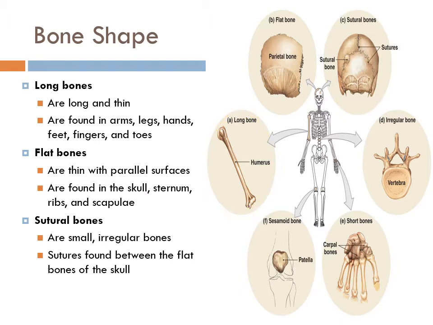Flat bones are thin and they have parallel surfaces. So the surfaces of the bone are parallel to one another. We find these in the ribs, the sternum, the skull, and the shoulder blades or scapula. So here we have a flat bone, this is in the skull, the parietal bone. So they are very flat and have parallel surfaces to one another.